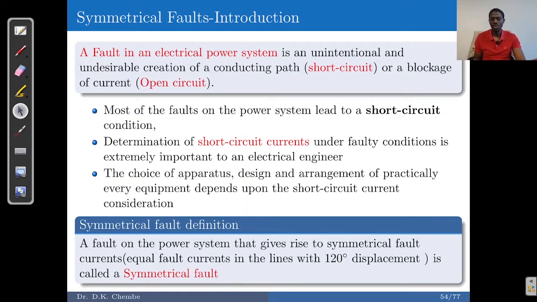Our focus in this discussion is symmetrical faults. And what is a symmetrical fault? Basically, a symmetrical fault is a fault that brings about an equal fault current, which is 120 degrees apart in a three-phase system. So you've got these equal currents separated by 120 degrees in the system.